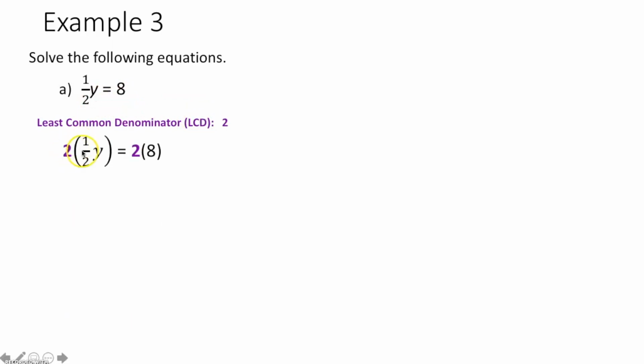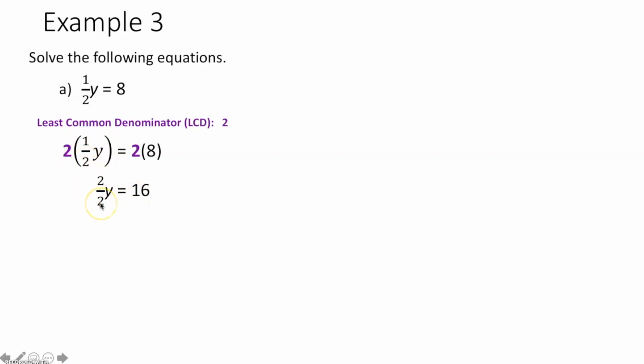This 2 and this 1/2 are just going to cancel each other out and leave me with y. Over here, 2 times 8 gives me 16. If you didn't know that these cancel out, you could multiply it like normal. 2 is the same as 2 over 1, so then I multiply the numerators together and denominators together. So 2 times 1 gives me 2, and 1 times 2 gives me 2. So I get 2 over 2y is equal to 16.